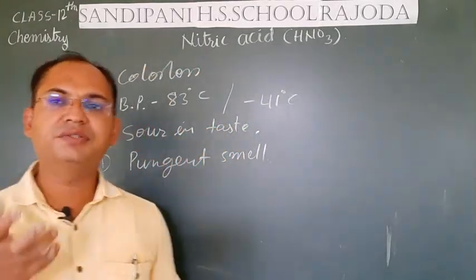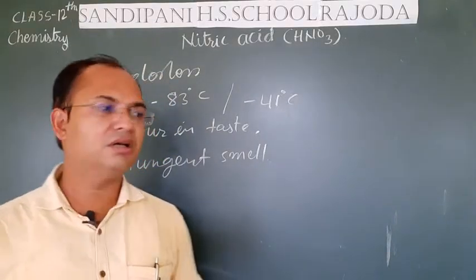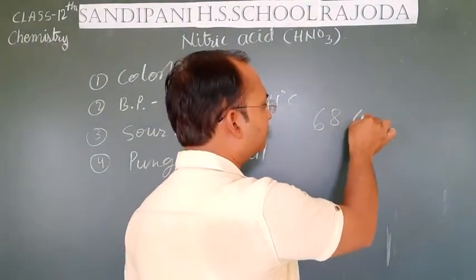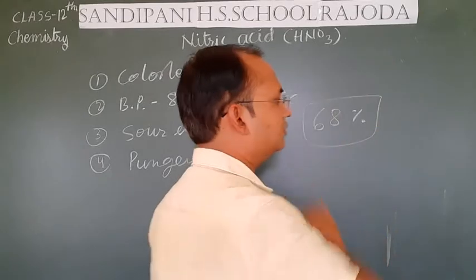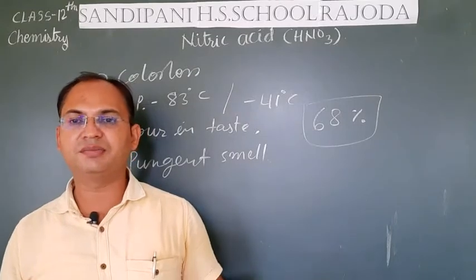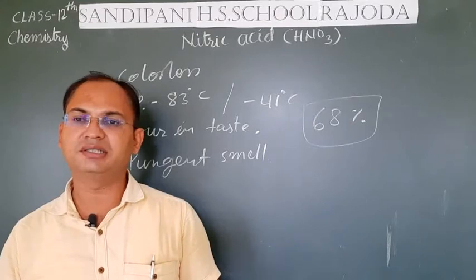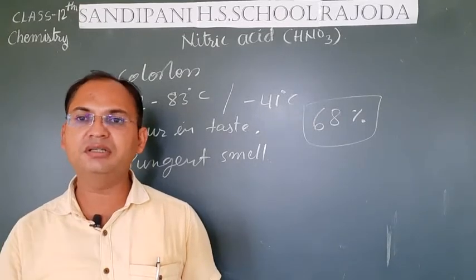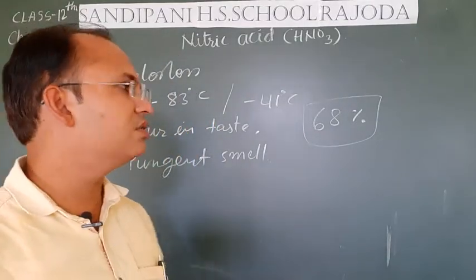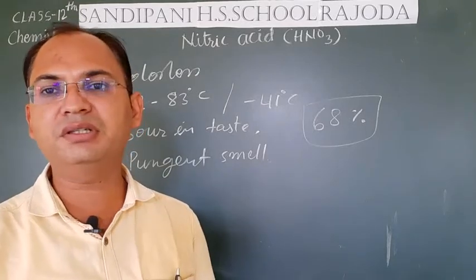The nitric acid which is obtained by any of the 3 methods, in the beginning contains only 68% of the nitric acid. Its concentration is 68%, but by different methods, by the oxidation methods, it can be converted into concentrated nitric acid, which is very powerful, which can produce much effect on our skin as well as the substances on which we apply it.